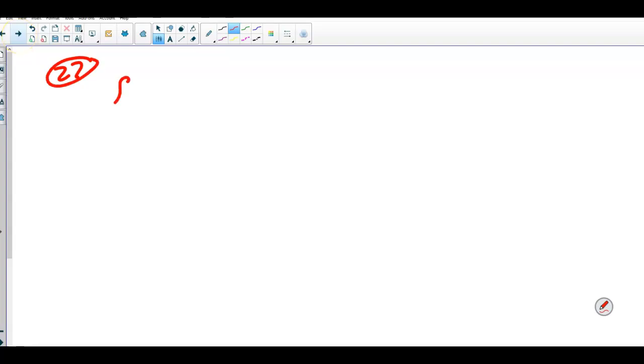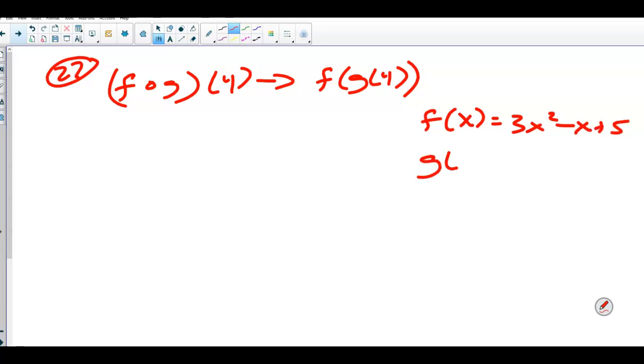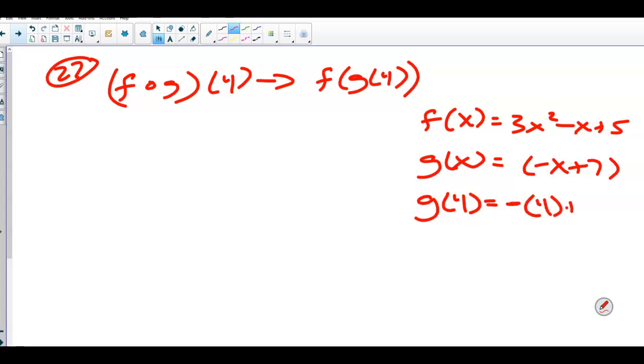For 27, we have f of g of 4, and that's the same as f of g of 4. My f of x is 3x squared minus x plus 5. My g of x is equal to negative x plus 7. So I do my g of 4 first. G of 4 equals negative 4 plus 7. So g of 4 equals 3.